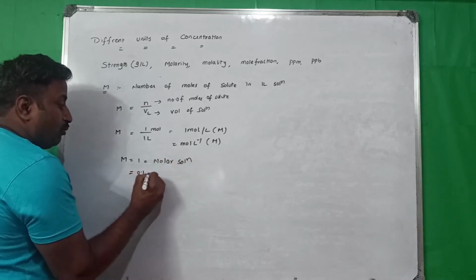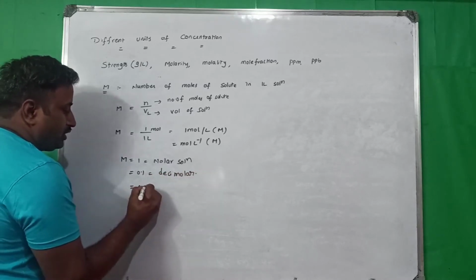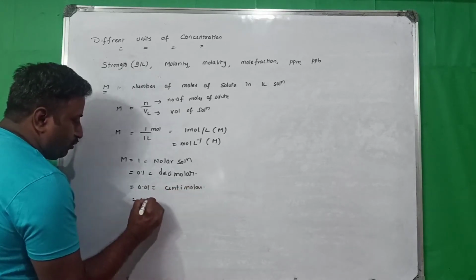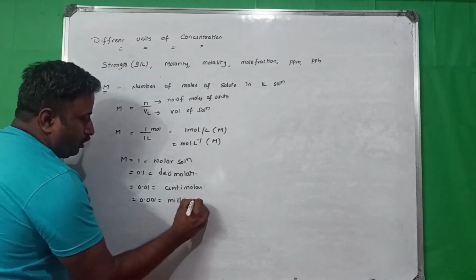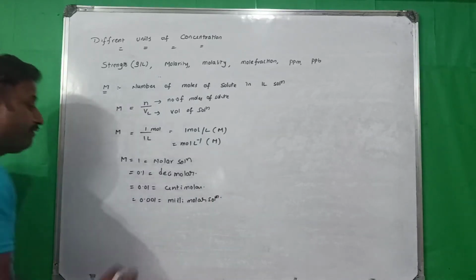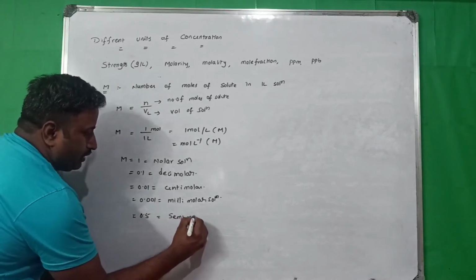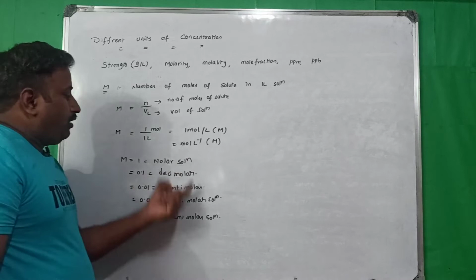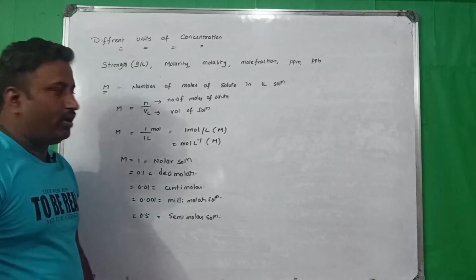If M is equal to 0.1, we call it decimolar solution. If it is 0.01, centimolar solution. If it is 0.001, millimolar solution. And if it is 0.5, then we call it semimolar solution. So based on molarity, we can call solutions by different names: molar, semimolar, millimolar, decimolar, and centimolar.